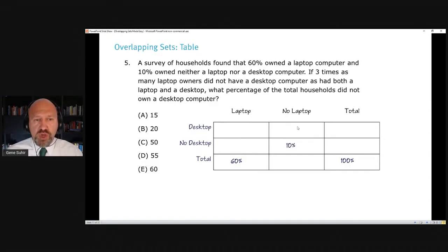So no laptop, no desktop. We have 10 there. We are ultimately interested in the match box: what percentage of the total households did not own a desktop computer, the non-desktop total?